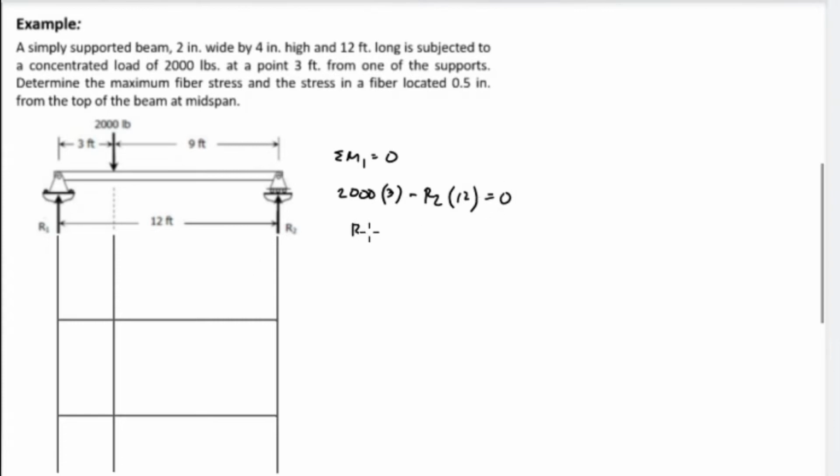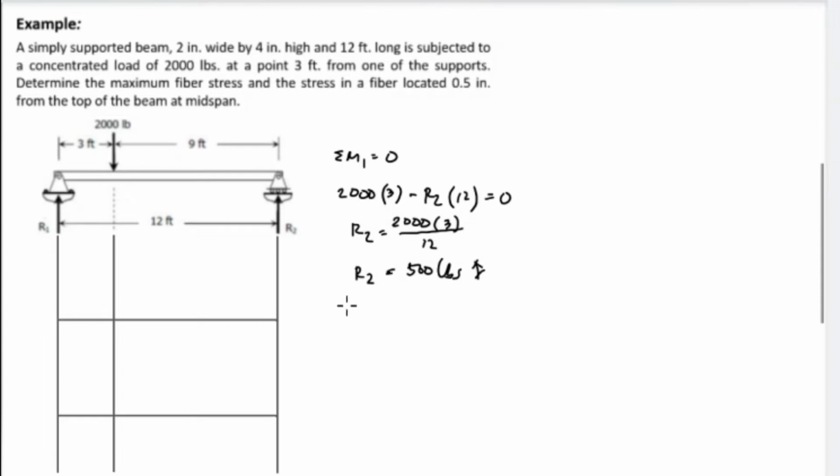R2 is equal to 2000 multiplied by 3, and then we divide by 12, and we have reaction 2. The value for R2 is equivalent to 500 pounds. So this is 500 pounds, and the direction is upward. So we have reaction 2.